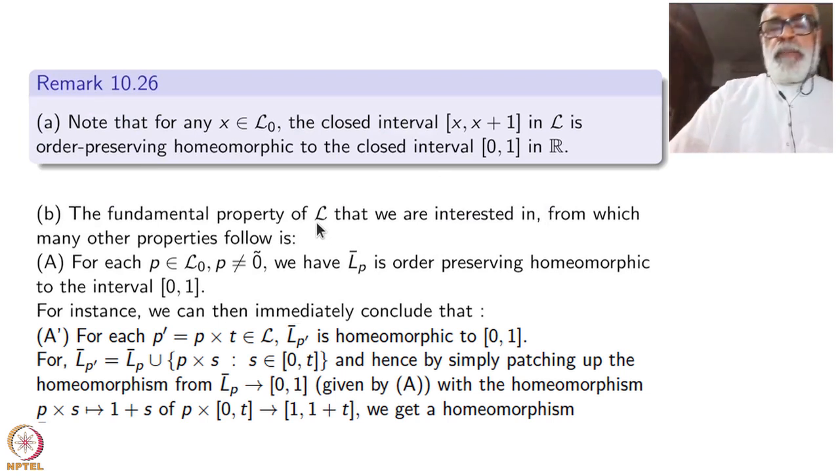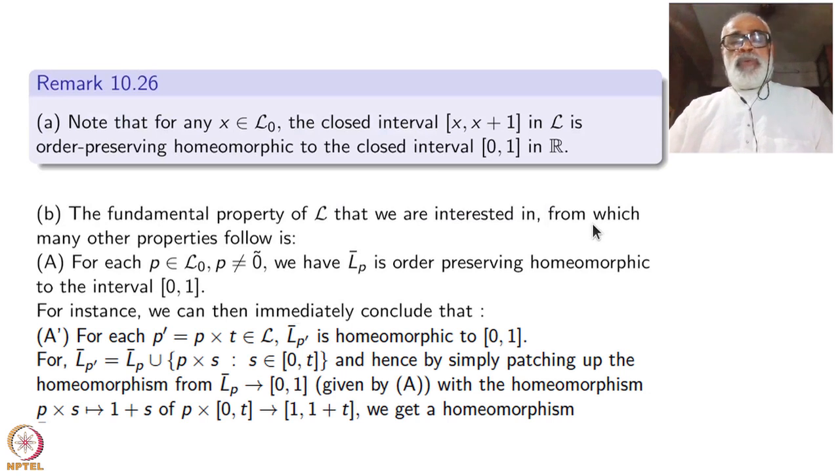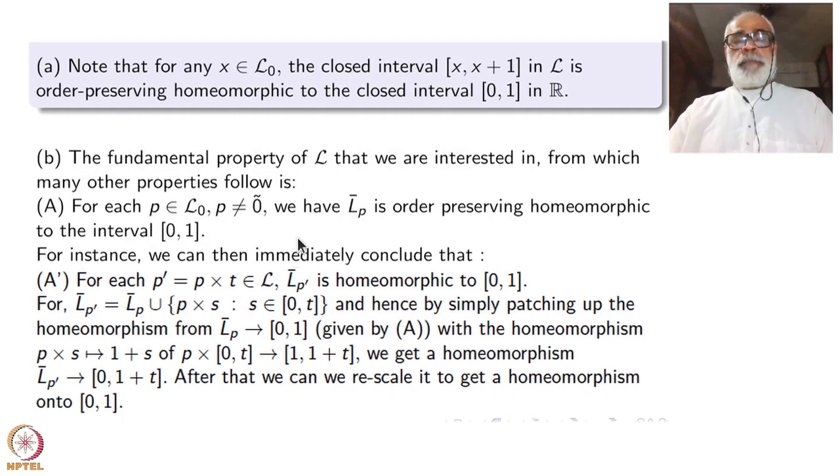Second thing is, the fundamental property of L that we are interested in, from which many other properties follow, is this property A, capital A. For each P inside L naught, that means some x cross 0, I am just having a simpler notation here, P belonging to L naught, not equal to 0 twiddle, something beyond that, we have, look at the left ray LP bar, the closed left ray, this is order preserving homeomorphic to the interval [0, 1]. Okay, so let us prove this one. I am telling you that this is the fundamental property.